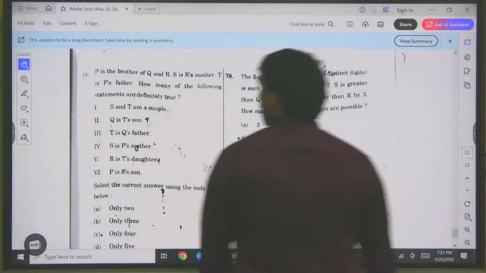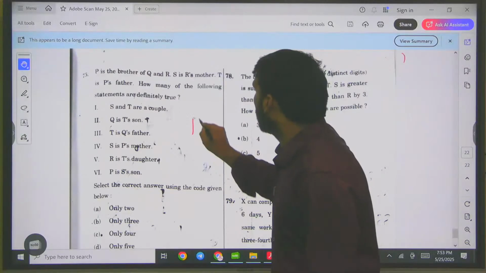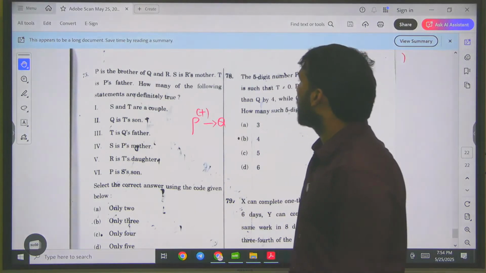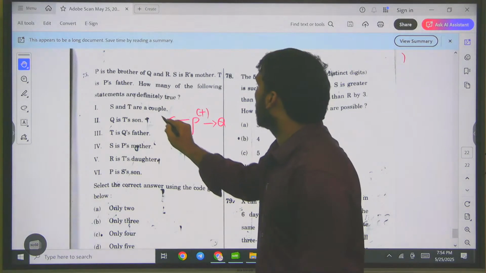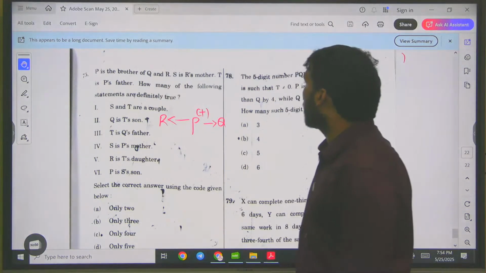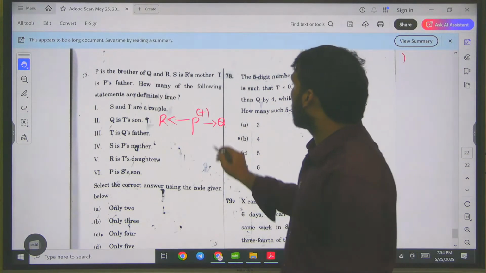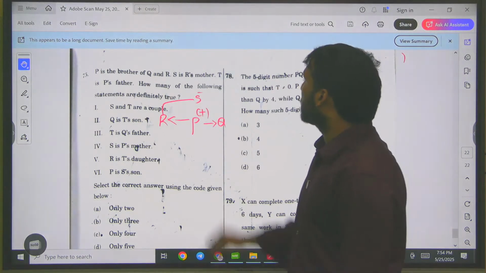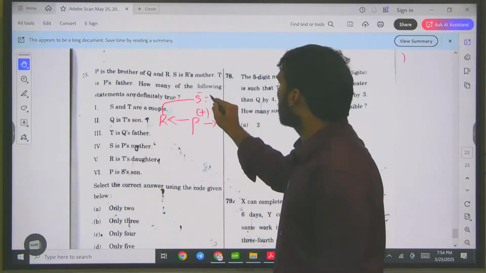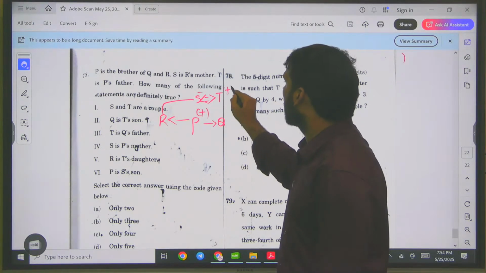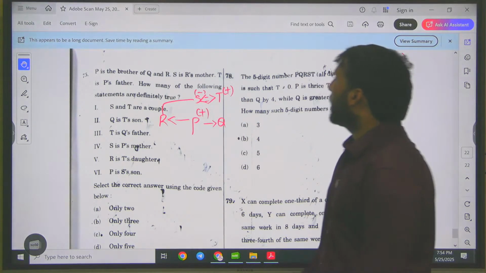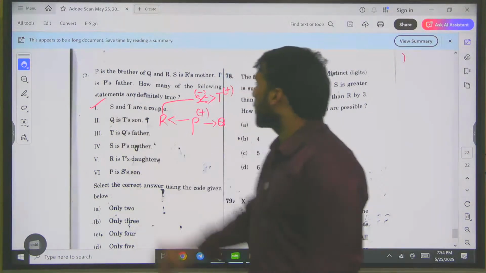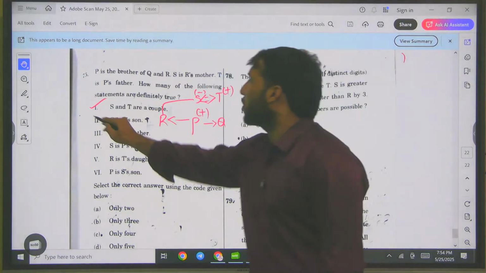P is brother of Q and R. S is R's mother. T is P's father. So there will be a couple. How many of the following statements are definitely true? S and T are couple. True. Q is T's son. We cannot say because we don't know the gender.